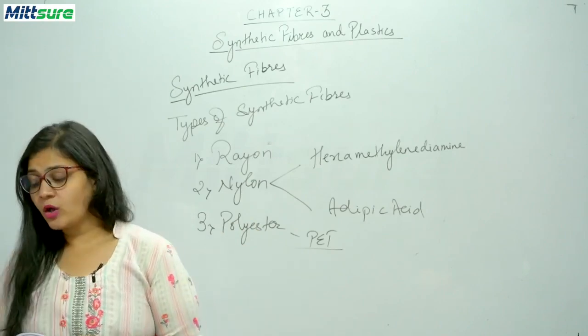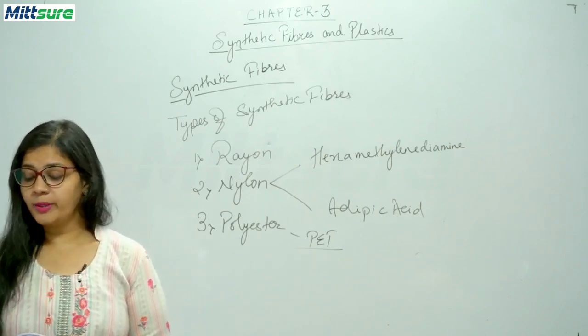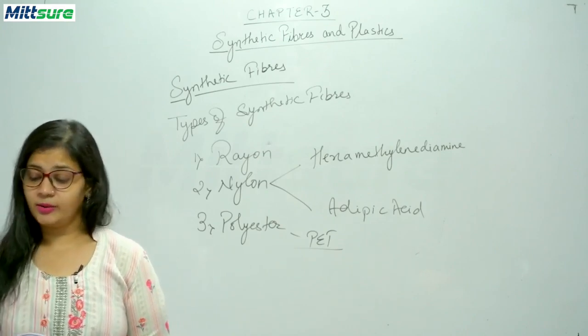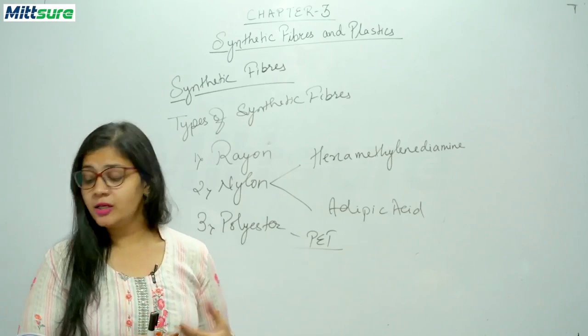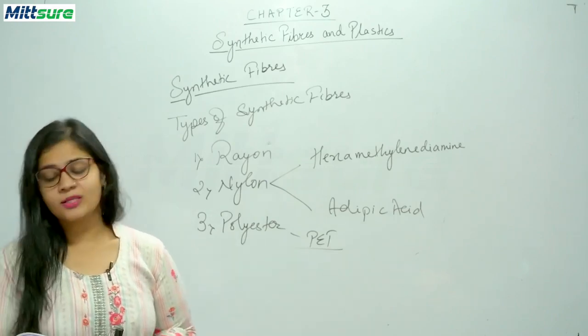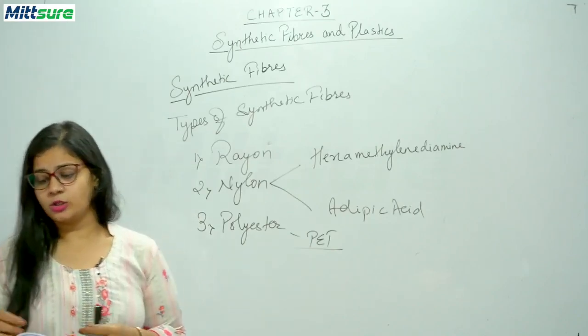Terrycot, you know, terrycot is a blend of terylene and cotton and has a better absorbing capacity as compared to terylene. Okay, now when terylene is blended with wool, it's called terry wool, which is warm and has all the characteristics observed in polyesters also.